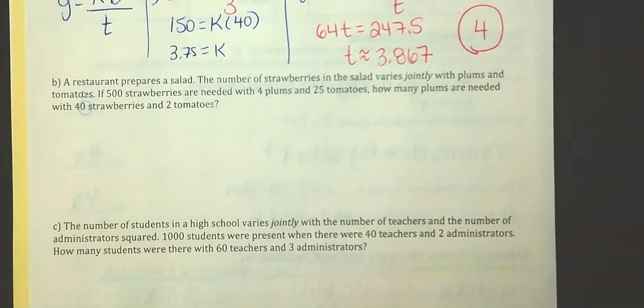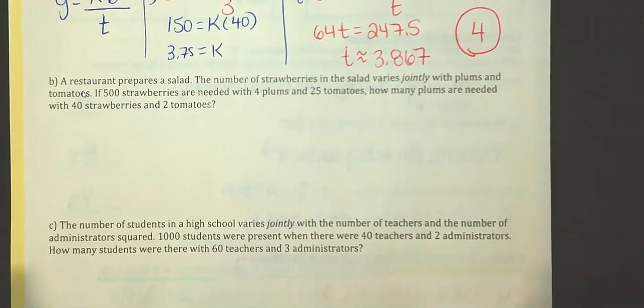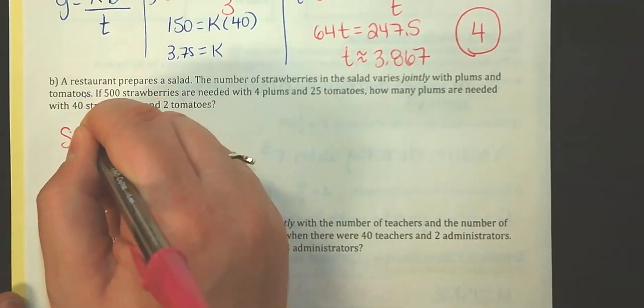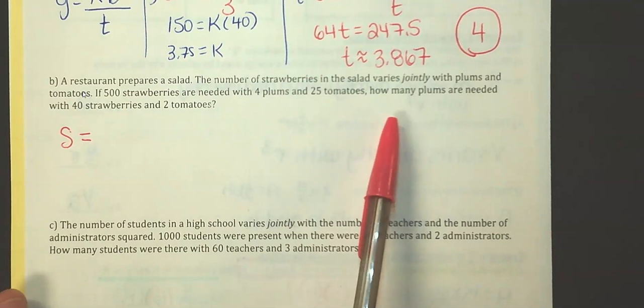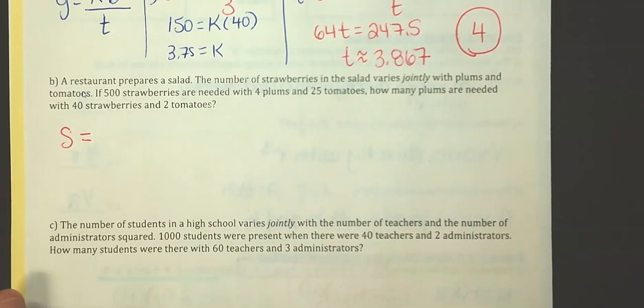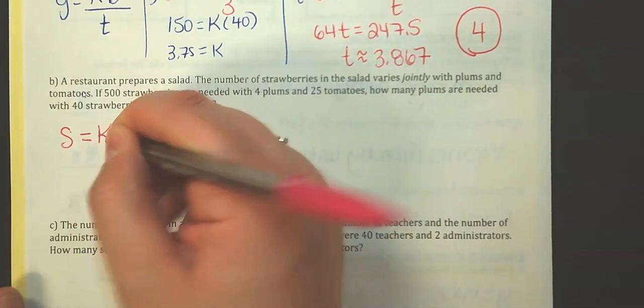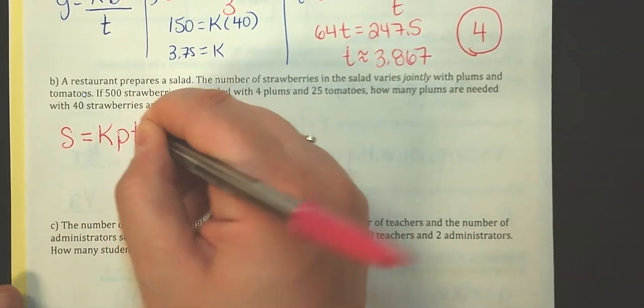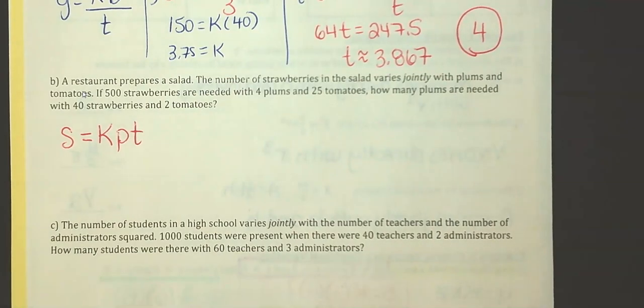This one says, restaurant prepares a salad. The number of strawberries, I'll just use S for strawberries, varies jointly. So that jointly is going to be multiplication, whatever follows, with plums and tomatoes. Okay, so I'm going to go K for my constant of variation. I'll do P for plum and T for tomato. So since strawberries in the salad varies jointly, means multiply together with plums and tomatoes.